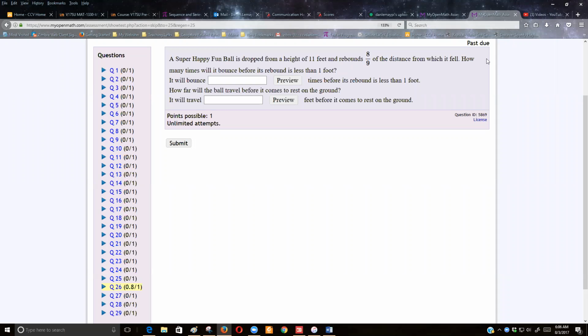Okay, so here's this bouncing ball problem. Let me get my board turned on here. What we need to do is solve this. So here's a picture of what's happening.